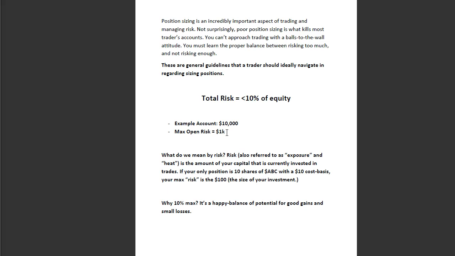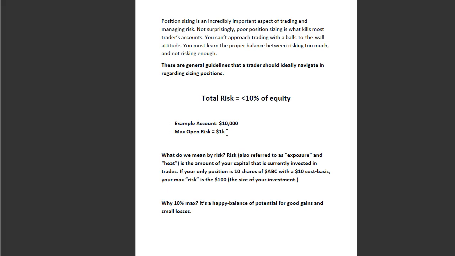So what we're saying here is that at any given time, regardless of how many positions you have open, your total risk should never exceed 10% of your total capital. So if you have a $1,000 account, it's probably ideal to never be risking more than $100 early on in your trading as you get comfortable.